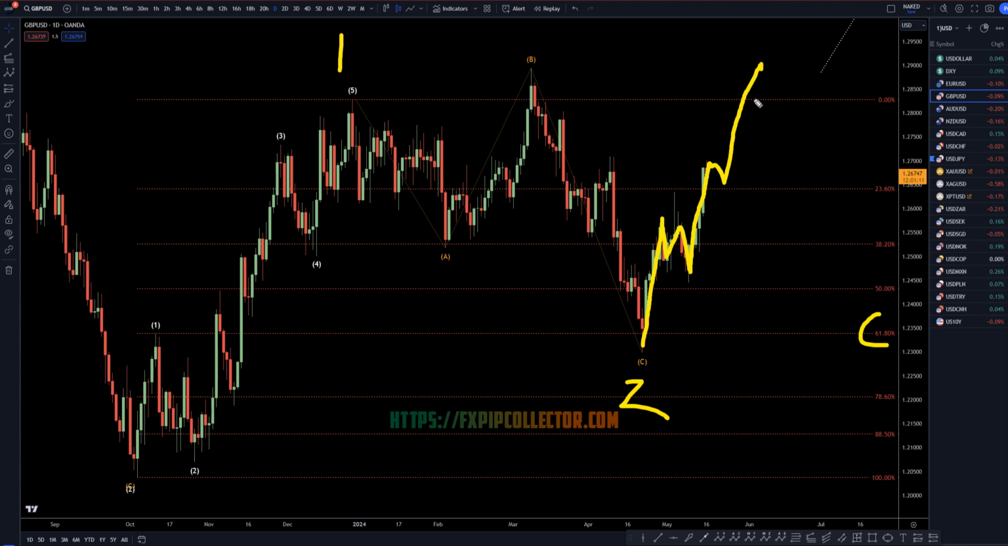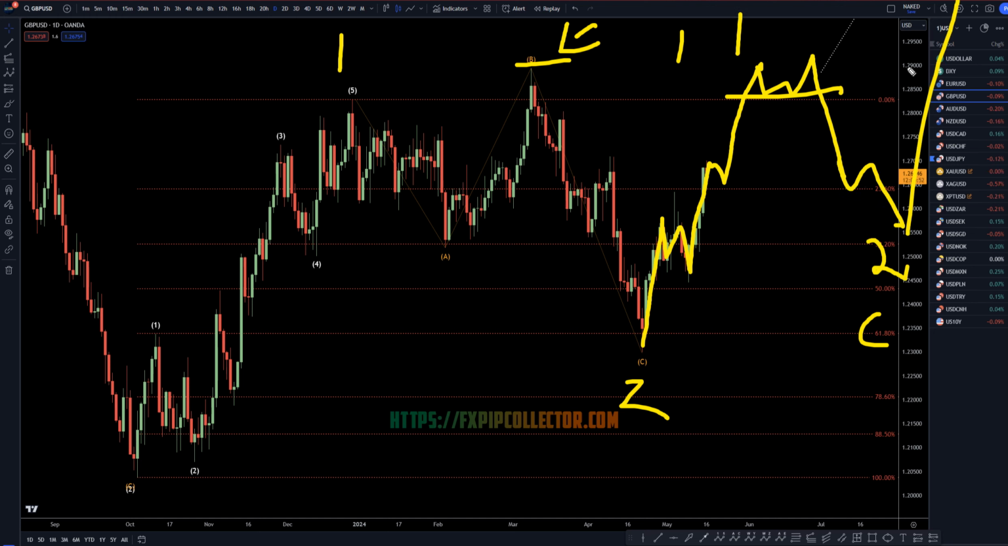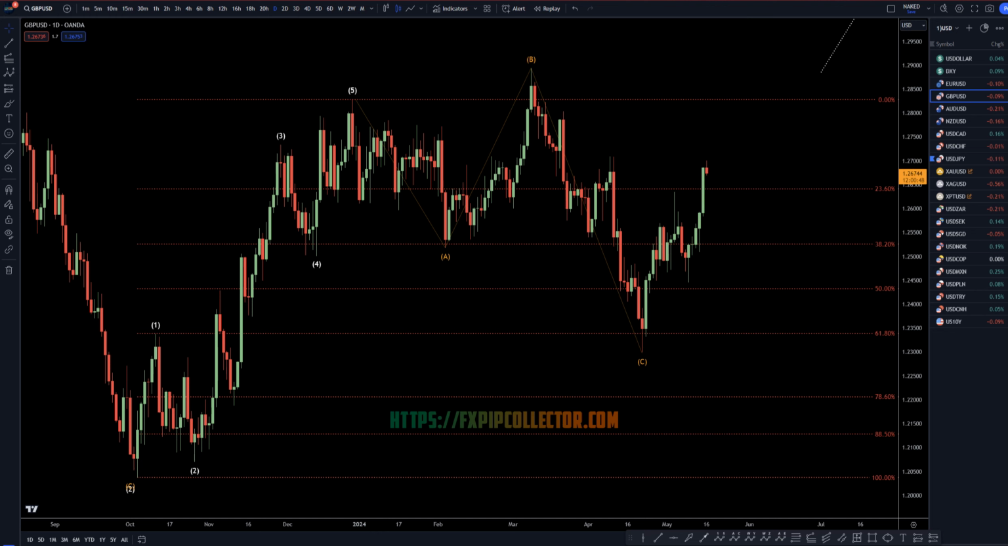wave 3. Most wave 3s do end around the high of wave, or most wave 1s actually, because this would be a wave 1 of 3. So most wave 1s do end around the high of wave B. So I definitely think there's a decent amount of upside potential. I think it's going to make a wave 1, probably make a corrective wave 2, and then eventually go back up and make a wave 3 to complete that pattern I was showing on the much higher time frames.